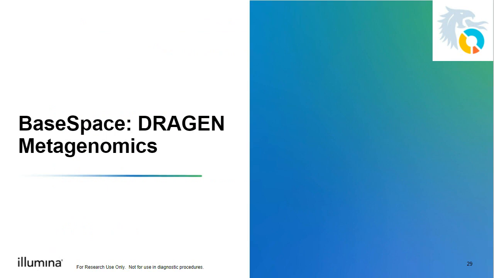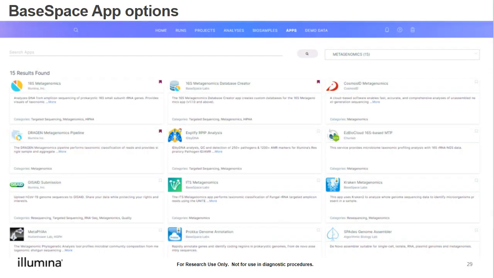Now we are going to talk about the DRAGEN Metagenomics App on BaseSpace. The DRAGEN Metagenomics App became available last year, and this is one of our SARS-CoV-2 toolkits to detect SARS-CoV-2 and perform taxonomic classifications.